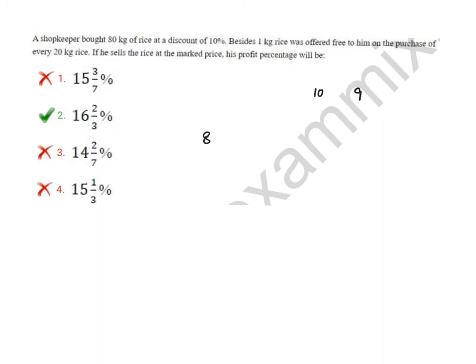You are purchasing 80 kg at 9 rupees, which means you are paying 720 rupees. You are getting 84 kg because for every 20 kg you get 1 kg free, and you sell this at the marked price of 10 rupees, so you are selling it for 840. See the profit: 6 twos are 12, 7 twos are 14. You are purchasing for 6, getting it as 7, so you get 1/6 profit. 1/6 means 16 2/3 percent profit.